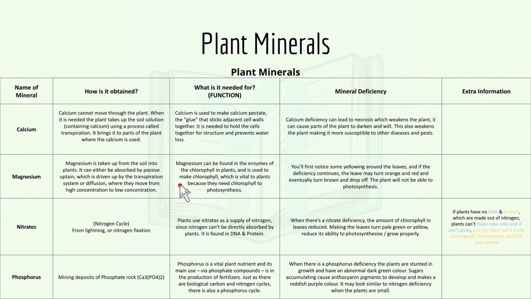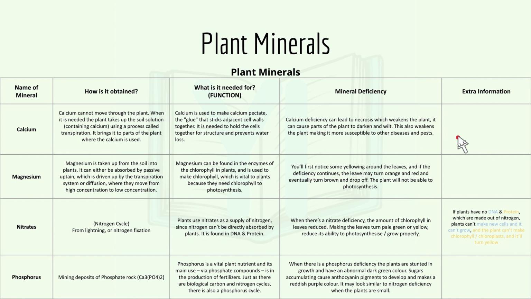chlorophyll. And plants use nitrates as a supply of nitrogen, since nitrogen can't be directly absorbed by plants, and it can be absorbed by plants using the nitrogen cycle in year 9, which you'll look into in the next slide. And phosphorus is a vital plant nutrient and its main use of the phosphate compound is in the production of fertilizers. So you can have a read for the deficiency and how it's obtained by yourself.